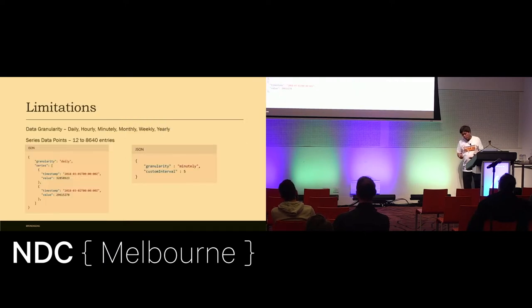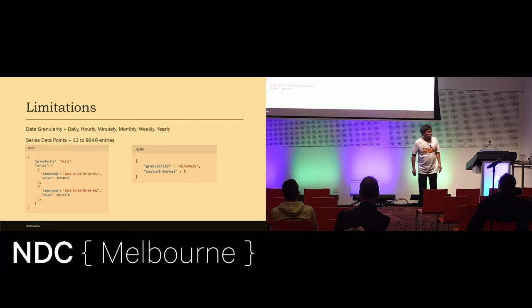Some limitations of this service: you can only do daily, hourly, up to yearly, so not necessarily per minute. And the minimum is you can send 12 data points of time series data. This is a sample payload that you send. Based on this data, let's say this is daily, you specify granularity as daily. And then if you specify on your timestamp that it's every 5 minutes, you can create a custom interval.